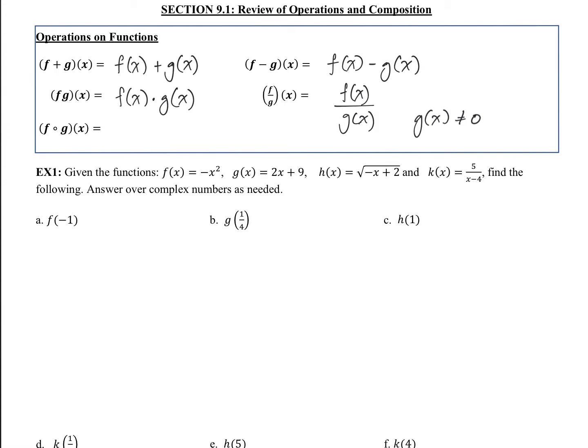And lastly, the one you have to be kind of careful about, it may look like it's multiplication, but it's not. Notice that open dot, once again, that is called the composition. What we're doing here is taking the second function and inputting it inside the first function. Okay, so that's composition. It is different than multiplication.